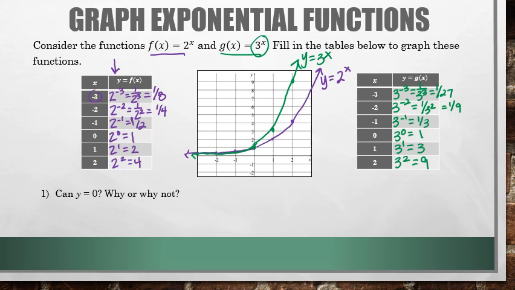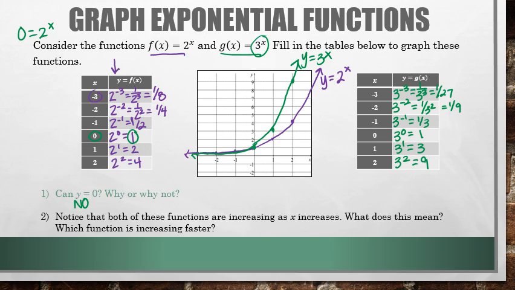Can y ever equal 0? Why or why not? So y equaling 0 would mean that we would get 0 equals 2 to the x. Is there an x value so that when I plug it in, 2 to that power is going to give us 0? And the answer to that is no, because 2 to any power is never going to equal 0. 2 to the 0 power is 1, because anything to the 0 power is 1. We will never be able to get 0. So y equals 0 can never be a point.